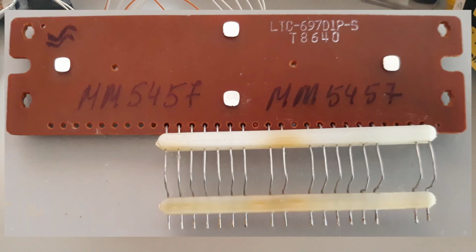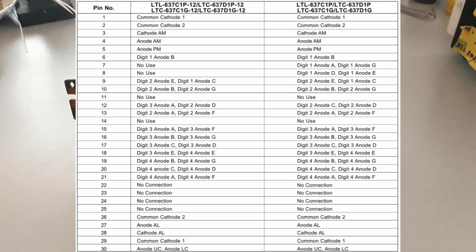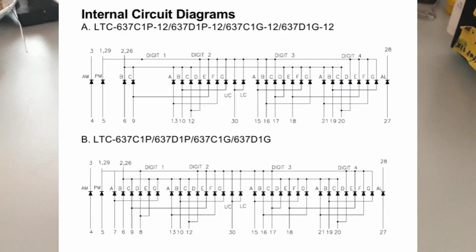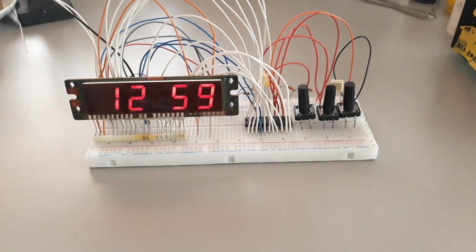Fortunately, the datasheet for the LTC637D1P display is available online. This saves a significant amount of time that would otherwise be spent identifying the display pins manually. Even though the display is a common cathode device, the datasheet is still extremely useful. Once again, I would like to highlight the care taken in the design of both the integrated circuit pinout and the display pinout. Most of the connections line up very conveniently, making the implementation on a printed circuit board much easier.